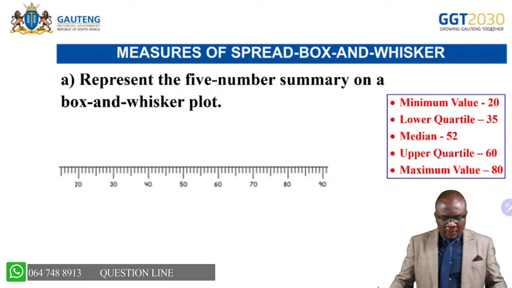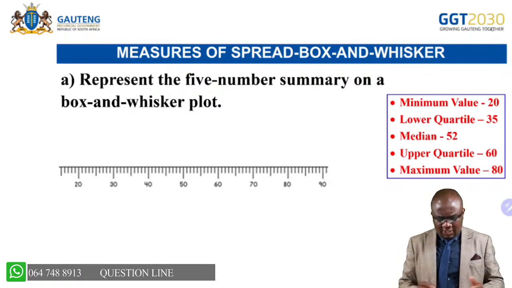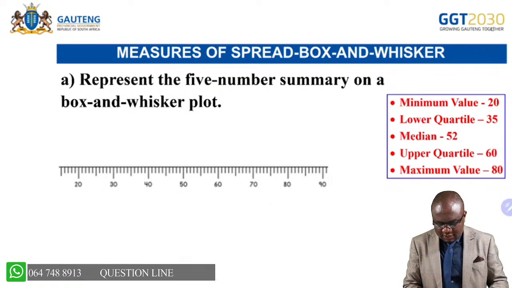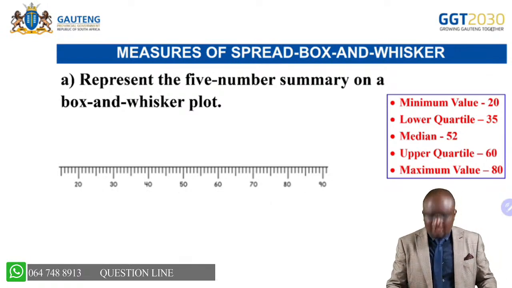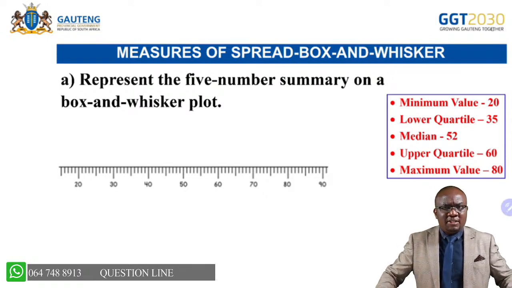One more activity. I want you to try to draw the box and whisker diagram using this scale. You don't need to draw the exact, just 20, 30, 40, 50, 60, 70, 80, 90. Use the scale and try to plot these 5 numbers on the box and whisker and see if you're going to get it. Let's try that just for 2 minutes, then we continue and conclude our lesson.